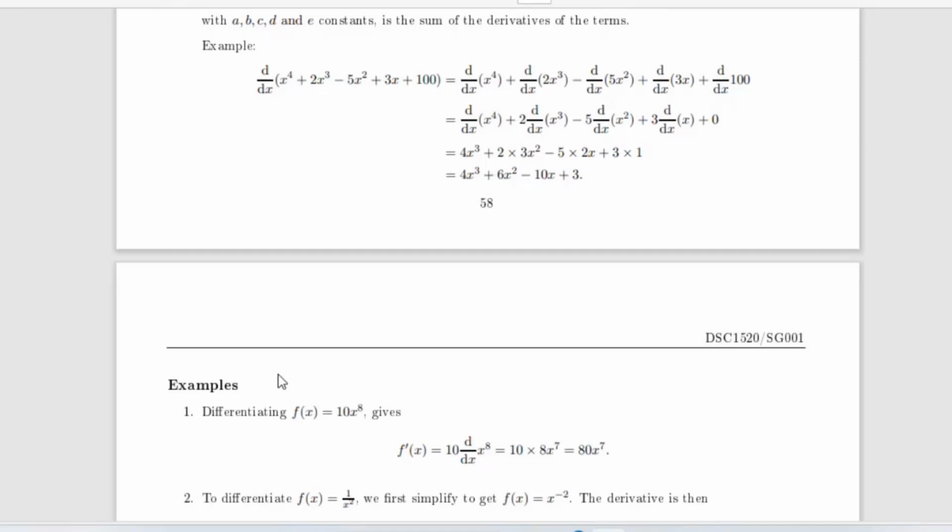They say differentiate f of x equals 1 over x squared. Do you see that? Yes, sir. Then we first simplify to get f of x equals x to the power minus 2. Do you see that? Yes, sir. What I'm requesting you to do is to differentiate f of x equals x to the power minus 2. Okay, I'm done. Collins is finished.